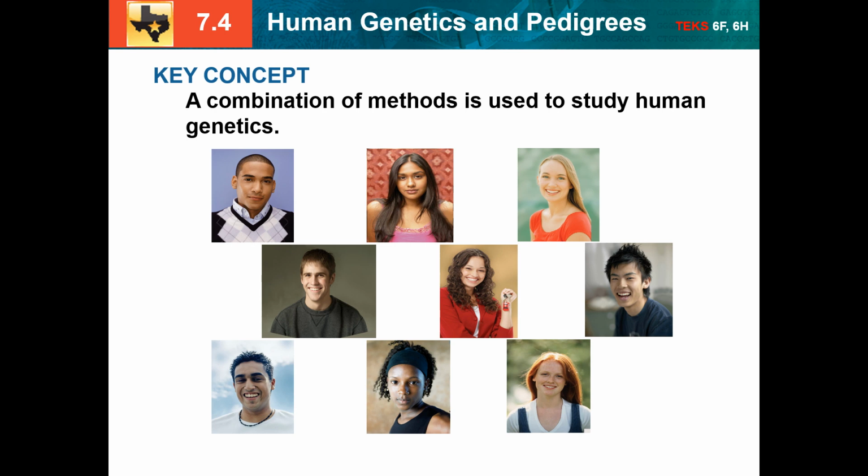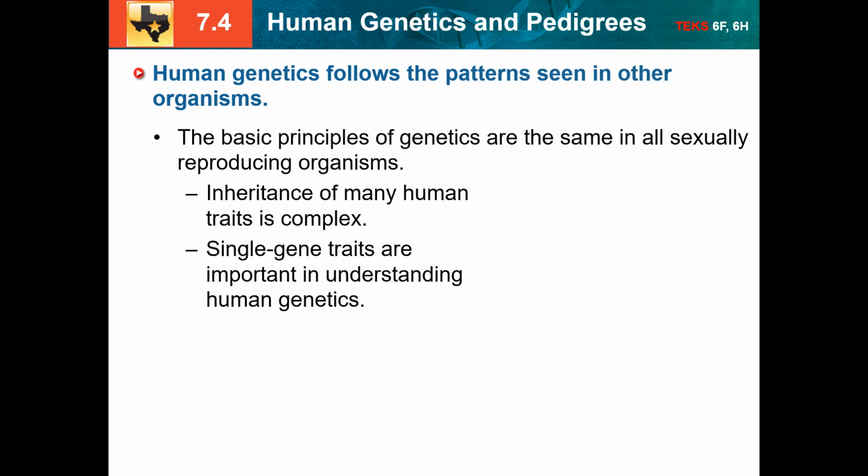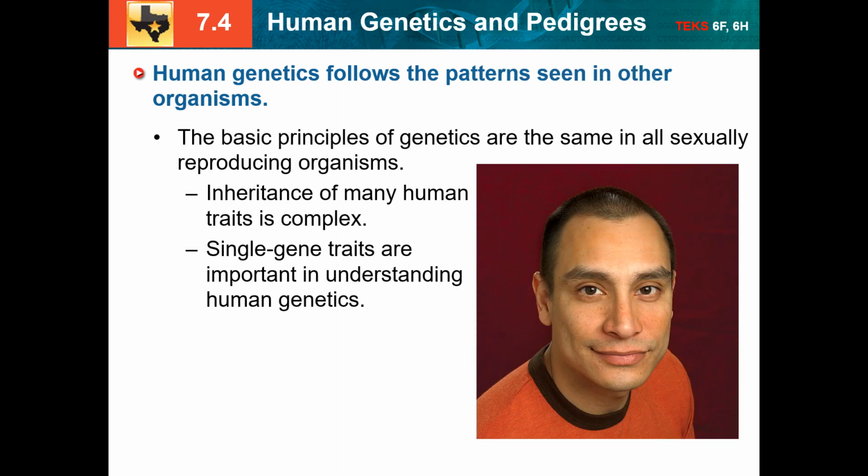This is Chapter 7, Section 4, and it's on human genetics and pedigrees. The key concept here is that a combination of methods is used to study human genetics. So human genetics follows the patterns seen in other organisms.